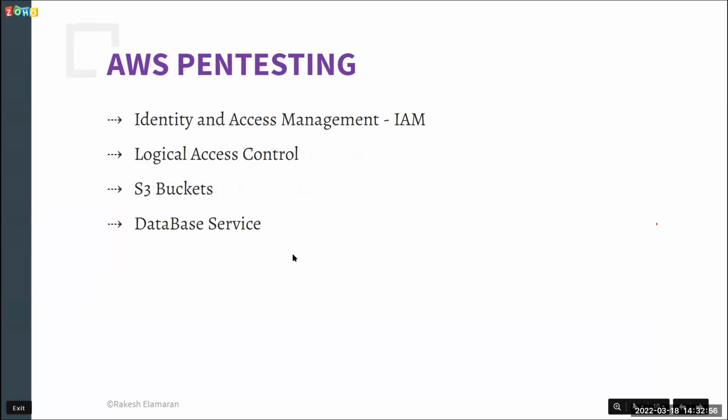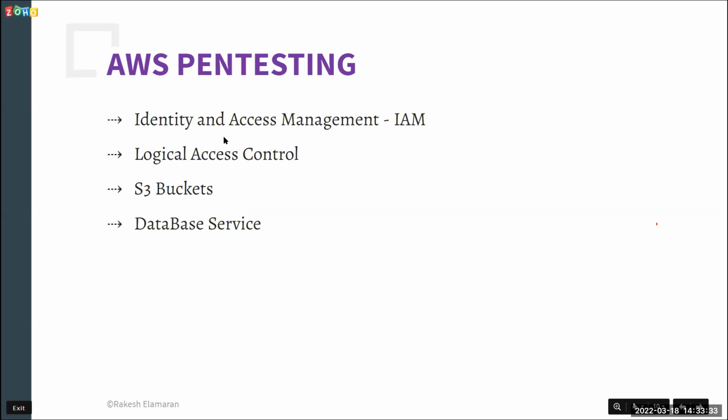As far as I know, I have some exposure on this, which is identity and access management. This is very important. Then logical access control, S3 buckets, Amazon S3 bucket misconfiguration, and database services. When it comes to databases, make sure that the backend data is safely encrypted or a proper algorithm is used so that it will not lead to leakage of any kind of sensitive information.